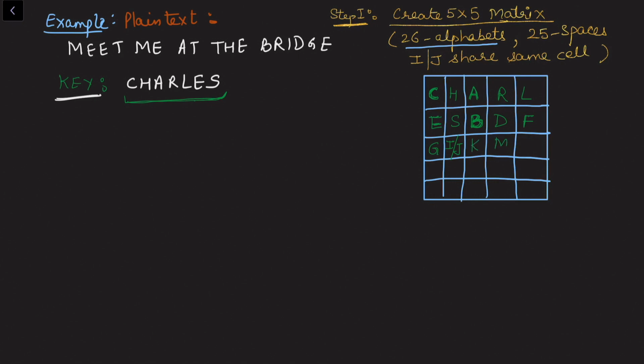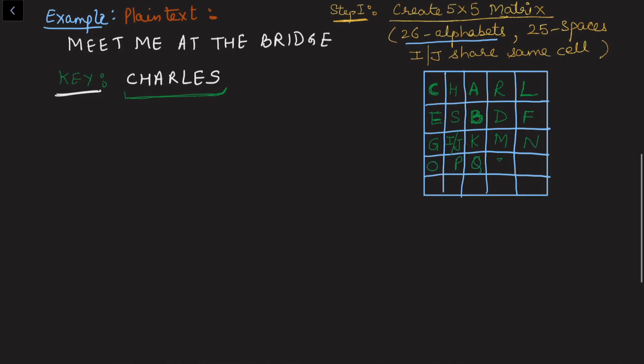IJ, K, and then I can write M because L is already appearing. N, O, P, Q, R and S are already appearing. So let's then write T, U, V, W, X, Y, Z. So this was 5x5 with 26 letters. Only one cell will share these two letters, I and J, always together, and all the other letters will have unique cells. We have kept the initial key in this order, CHARLES, and we have filled all the other places with the normal alphabet.